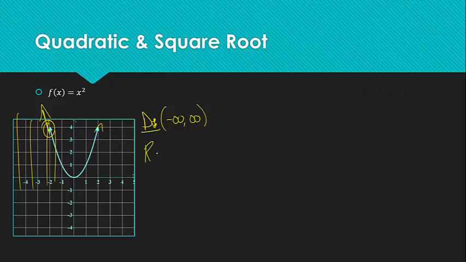Our range of our quadratic parent function: the smallest number on our y-axis is 0, so it's going to include 0, and it's going forever upwards, so we're going to have infinity. Got it. Next.